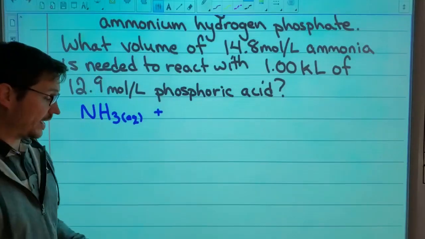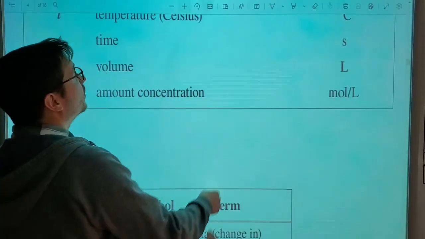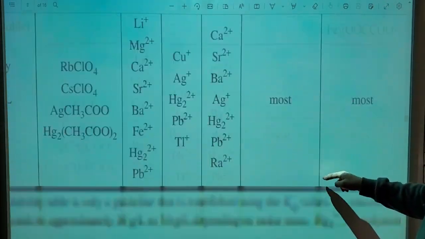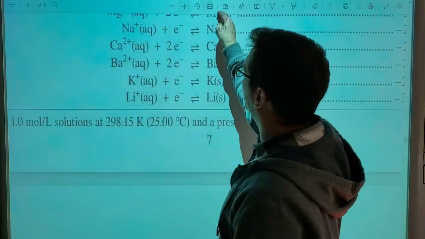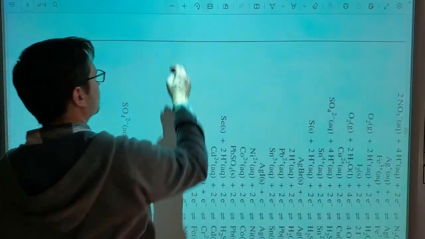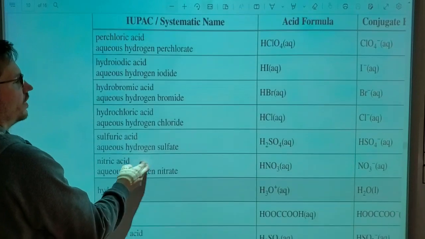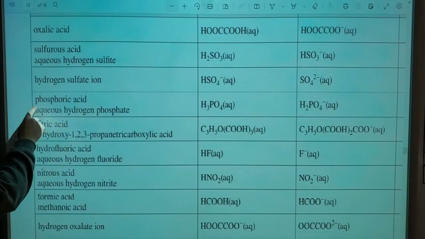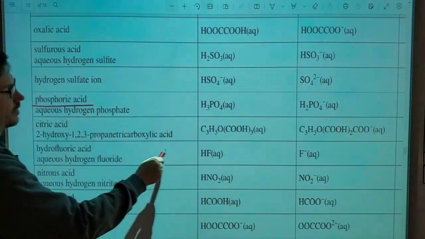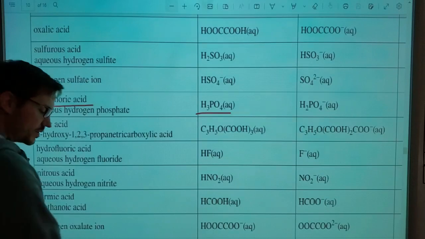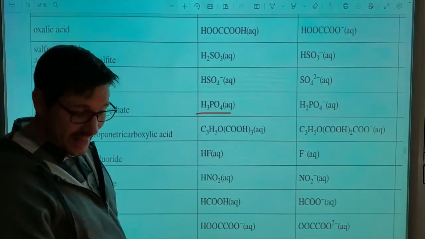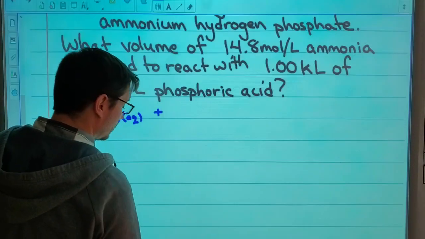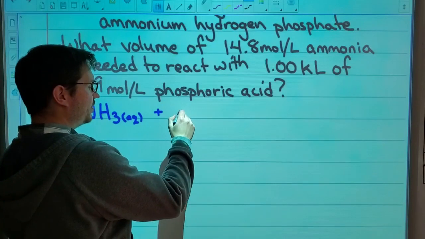Now, if you don't know what phosphoric acid is, that's totally fine. Remember, because you can use your data booklet to go to the table of acids and bases and look it up. So when we go to look up phosphoric acid, phosphoric acid here is H3PO4. So again, I just wanted to remind you that the table of acids and bases is a thing. So it's reacting with H3PO4.